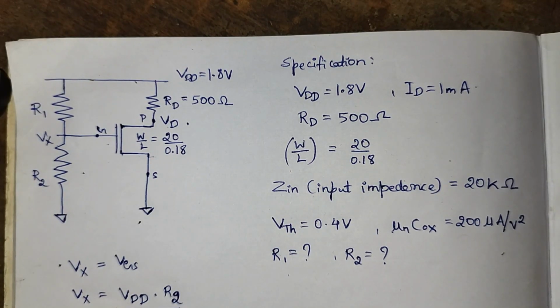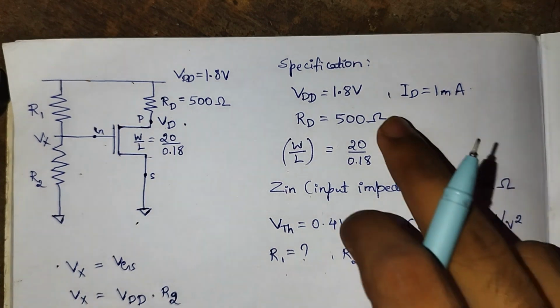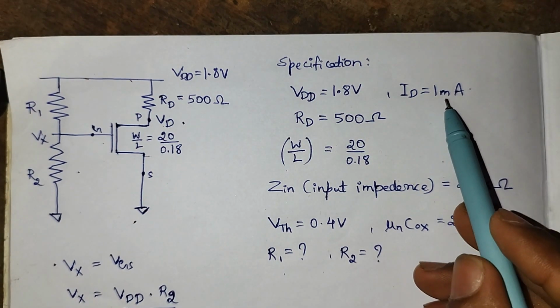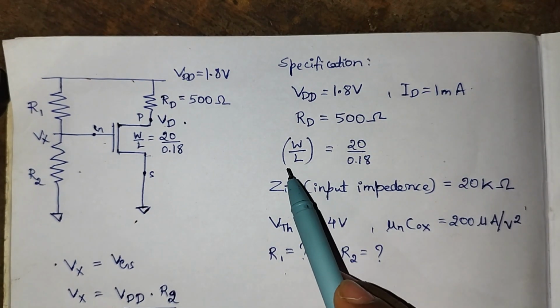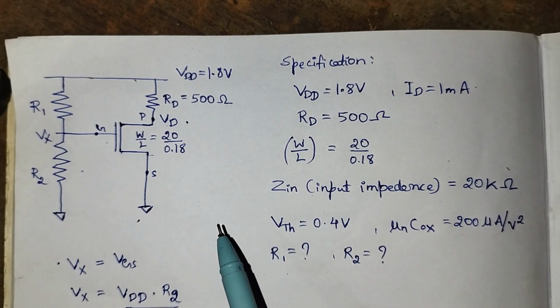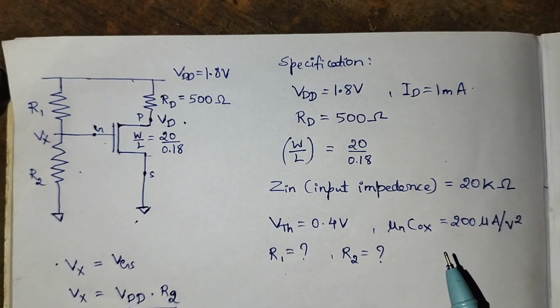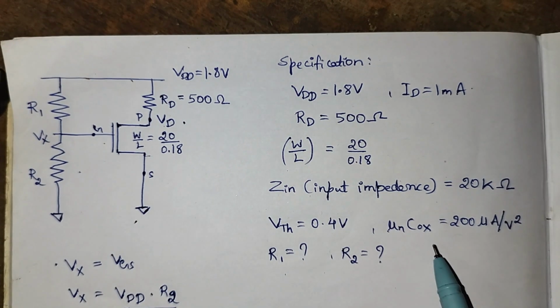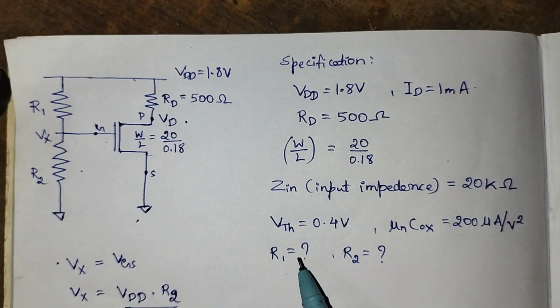In this video we will be designing a voltage divider biasing scheme for the MOSFET. The specification for the design follows: VDD is 1.8 volt, drain resistance is 500 ohm, drain current is 1 milliampere, the W by L aspect ratio of the MOSFET is 20 by 0.18, the required input impedance is 20 kilo ohm, the threshold voltage of the MOSFET is 0.4 volt, and mu n Cox, a process parameter, is 200 microampere per volt square.